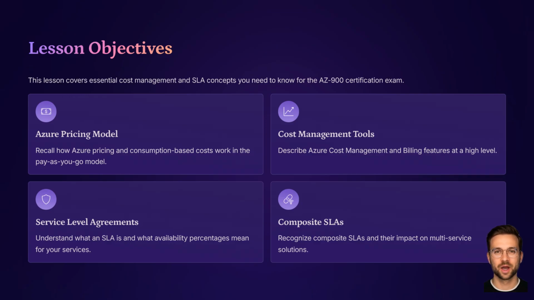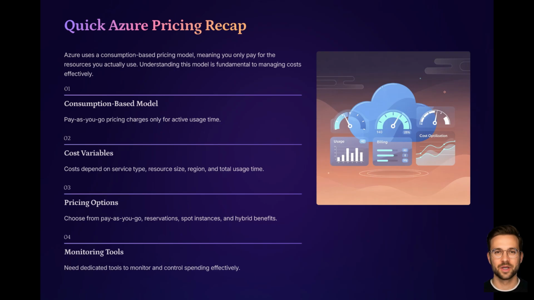Let's start by quickly recalling Azure pricing. Earlier in this course, you learned that Azure uses a consumption-based model, also called pay-as-you-go, where you pay for the resources you actually use. Your costs depend on many factors, including the type of service you use, the size and configuration of the resource, the region where it runs, how long the resource is running or how often it is used, and additional options like storage redundancy and data transfer.